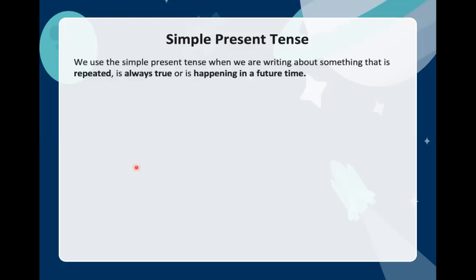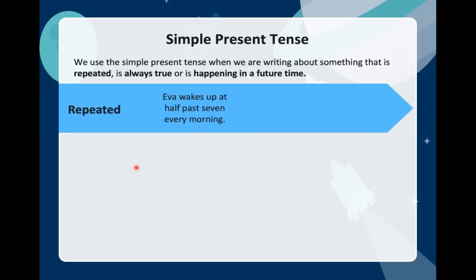So we know that we use the simple present tense when we are writing about something that is repeated, or is always true, or is happening in a future time. Examples of repeated: Eva wakes up at 7:30 every morning. I walk to school. I ride my bike every weekend. That is something that repeats.